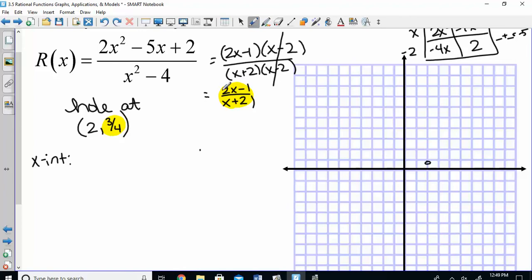So X-intercept is really just what makes the top 0, so that would be 1/2. If you ever can't tell, you could just work that out, say 2x minus 1 equals 0 and solve it. Y-intercept, if we plug 0 in for all of our x's, we get -1 over 2. Vertical asymptote, x equals, what makes the bottom 0? -2.